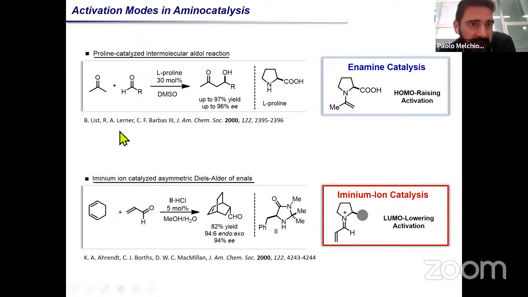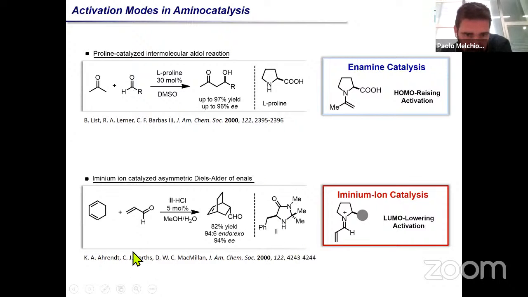The first example is an important and classical transformation in organic chemistry, an aldol reaction that was published by List, Lerner, and Barbas using a simple proteinogenic amino acid, proline. What is proline doing here? It is activating the carbonyl compound through the formation of this covalent intermediate that is an enamine, that is nucleophilic and can trap different electrophiles, for example, aldehydes.